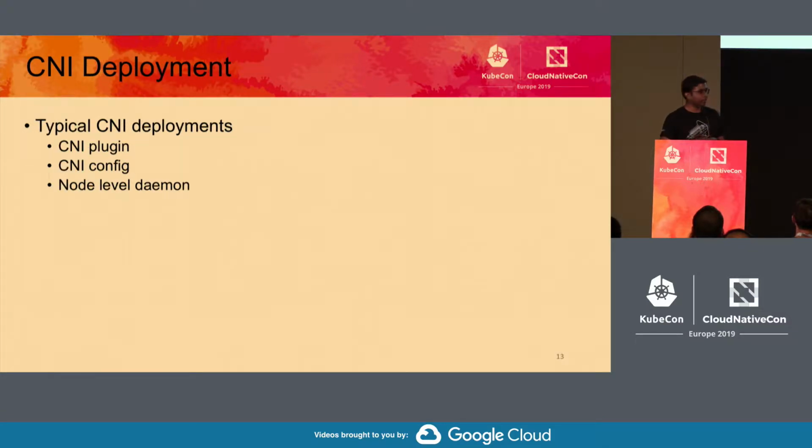If you now typically see CNI deployments, they are typically daemon sets which have 3 components. There is the CNI plugin itself, then there is the CNI configuration, and then there is a node level daemon. So the daemon is a long running process on the node that the plugin invokes to set up the stack.